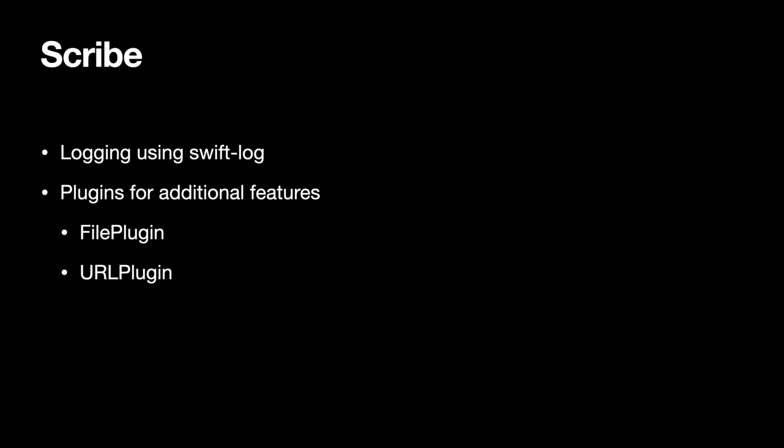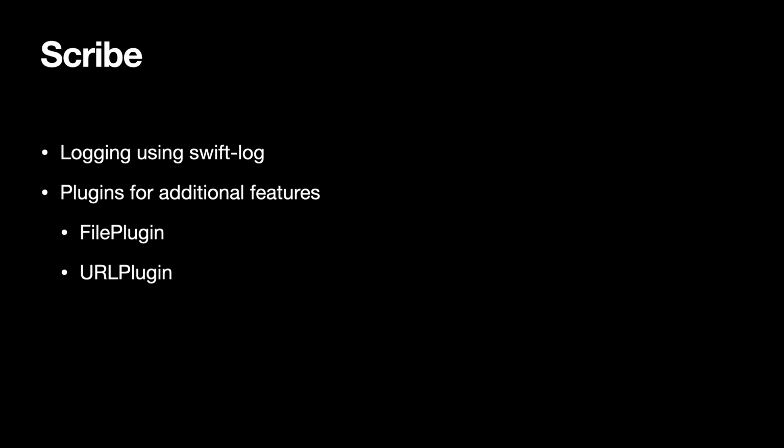So you already get that benefit of logging. You get the error, info, debug, all that. You get some other stuff too that comes with Swift Log. So that's great. But let's say I wanted to maybe save the logs to a file, or send the logs to a URL. Well, Scribe comes with plugin support. You can add as many plugins as you want to Scribe, but the default ones that I added were a file plugin and a URL plugin.